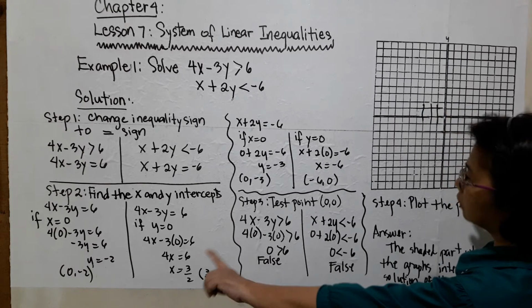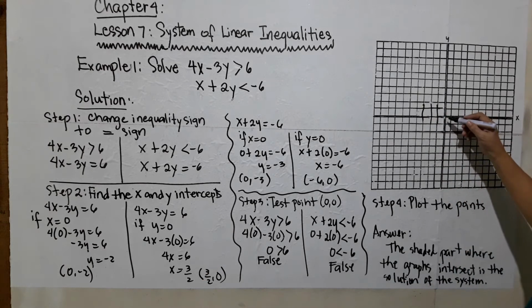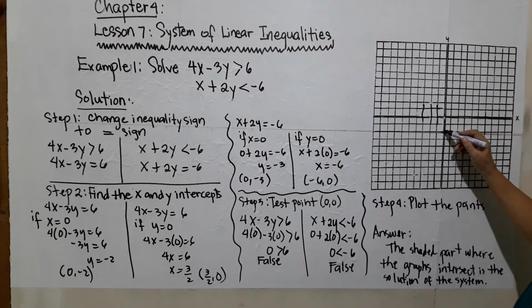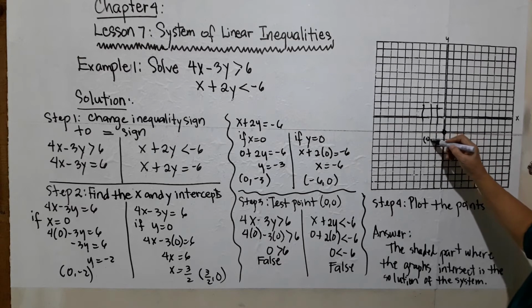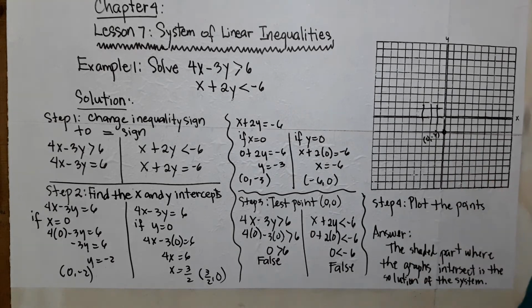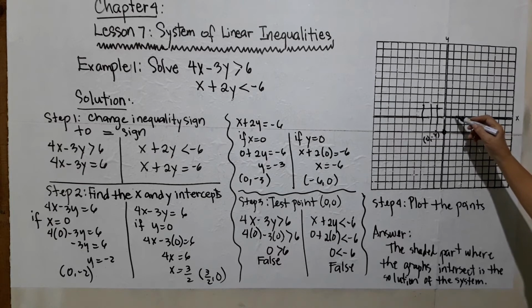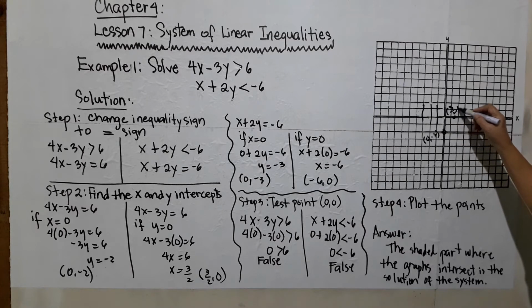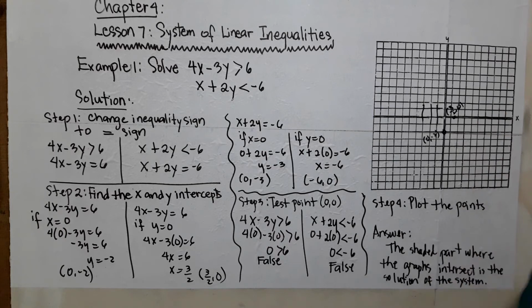Okay, let's go back. 0, negative 2. 0 is x, negative 2 for y. So going down, so it's here. So you have here 0, negative 2. Then for the x-intercept, 3/2. So that is 1 and 1/2. It's here. And the y is 0. So you have 3/2 and 0. Then connect the 2 points.